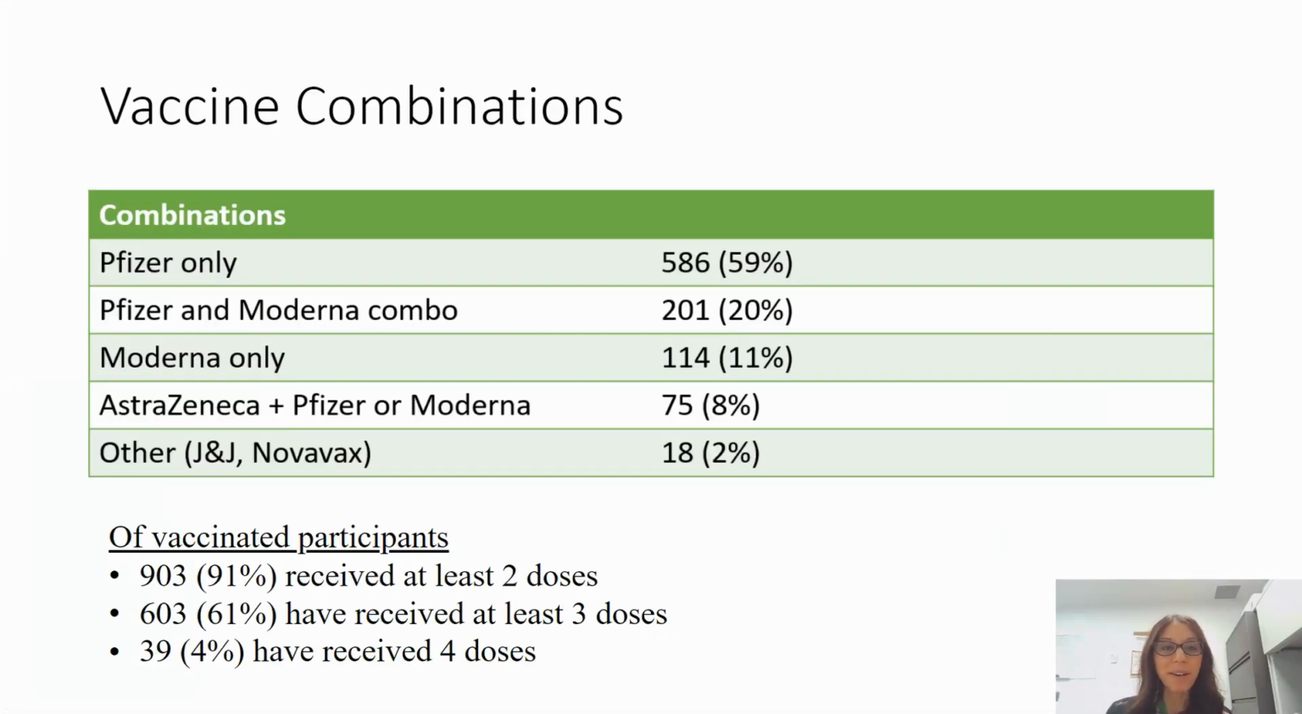And to complicate things even more, there are, of course, different types of vaccine combinations that people received in our study. Although we had a majority of the cohort receiving Pfizer, there was a significant proportion also receiving Pfizer and Moderna, 11% receiving Moderna only, and then about 10% receiving other vaccine combinations, which included AstraZeneca, Johnson & Johnson, or Novavax. We also have different numbers of doses, and I don't show the complete breakdown based on every single combination here, but overall, of our vaccinated participants, the majority received at least 2 doses, more than half received at least 3, and a very small portion received the 4th dose or more.